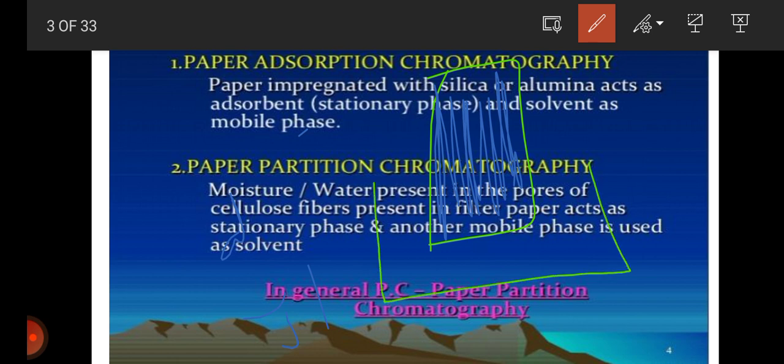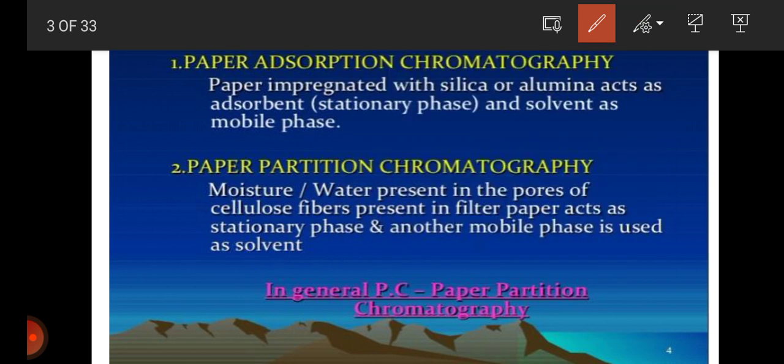The chamber will look just like a beaker. In this beaker, you have to take the mobile phase, up to one-fourth level. That type of technique we will call paper adsorption chromatography. This paper adsorption chromatography works on the principle of adsorption.